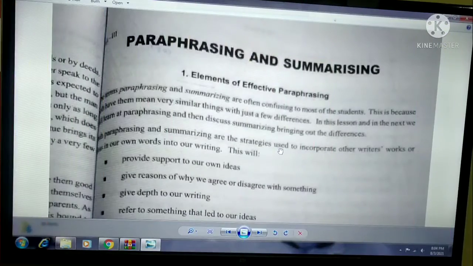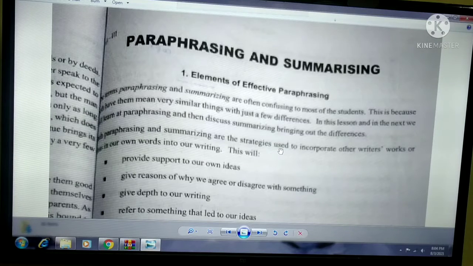Before we begin, may I remind you once again, as you watch this video, please keep your text with you, and please go through the original text. That will help us all the more to understand. So in the third chapter we are going to see paraphrasing and summarizing.